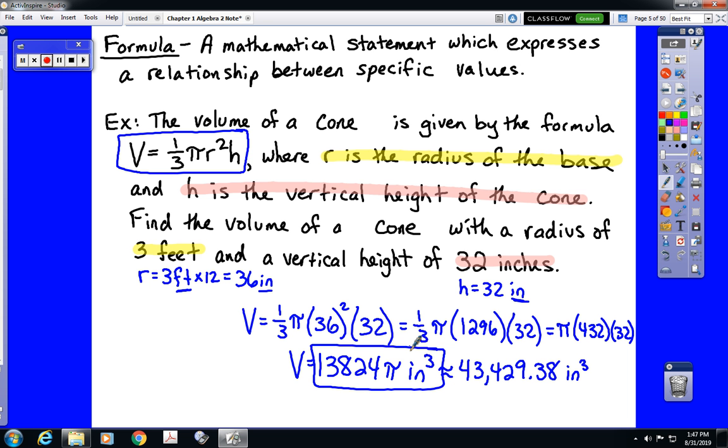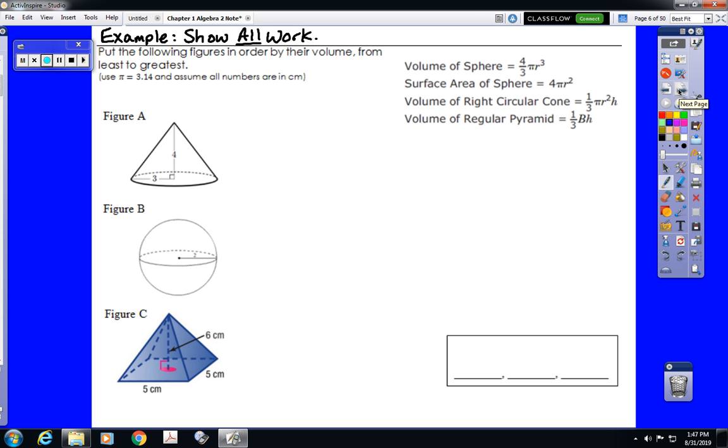Okay, so that brings us to the next step in the process, the next example. Our next example is a standardized test style question. We have 3 different figures. Figure A, which is a right circular cone. Figure B, which is a sphere. And figure C, which is a square pyramid. Now, you'll notice that all the measurements we need are given, as are all of the formulas. All the formulas are at the upper right.